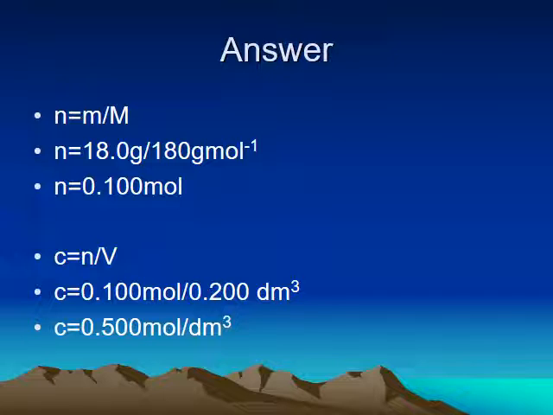Concentration equals number of moles divided by volume. So it'll be 0.1 divided by 0.2 to give 0.5 moles per decimeter cubed. So hopefully that's the answer you got. If it's not, just as before, go over your notes, go over the rest of the video again, and if you're still struggling, come and see me.